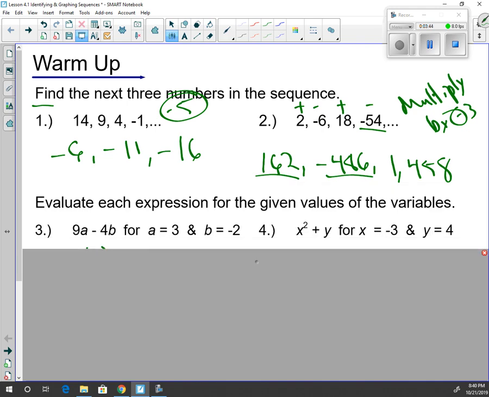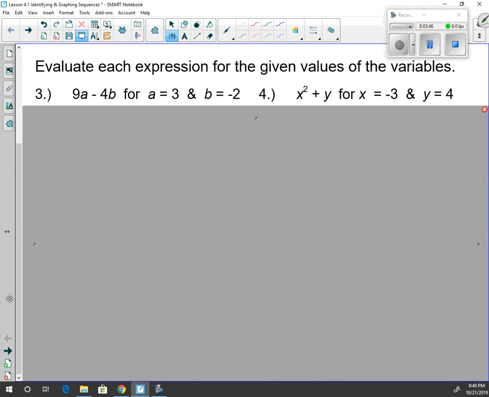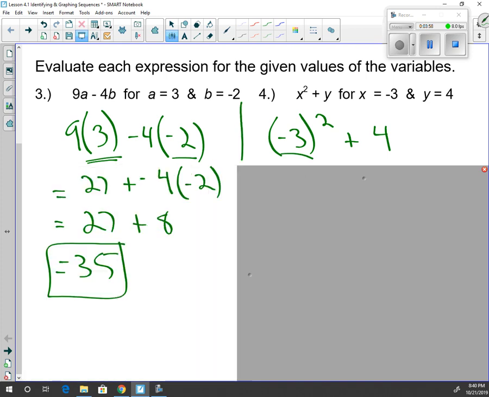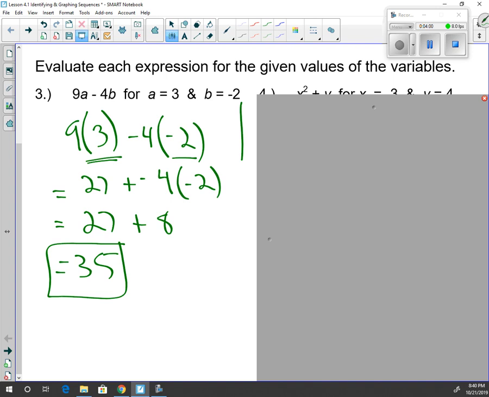Cool. All right, for the next one. Remember, when we substitute, we have to substitute using parentheses. So both of them being substituted should look like this. Notice the 3's in parentheses, the -2's in parentheses, -3's in parentheses here. If we just focus on this one, then the work looks like 9 times 3 is 27. And then -4 times -2 is +8. We end up getting positive 35.